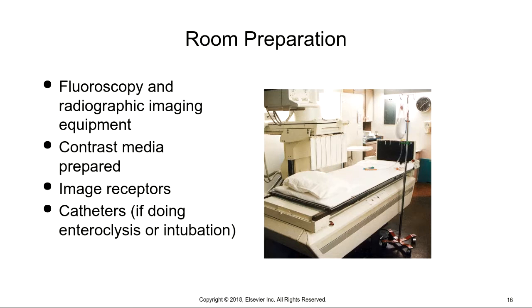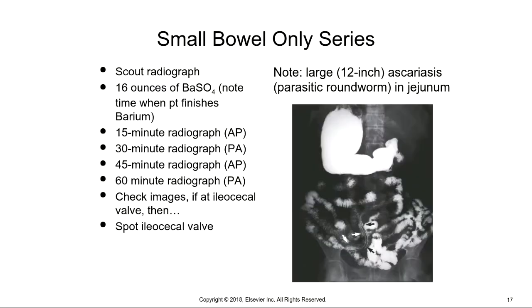Once you know that the scout is cleared and everything's good, then you would go ahead and prep your contrast. You would make sure you have image receptors if you did not have a direct DR system. And then when we talk about the catheters, that is if we're in the intubation or the enteroclysis, that would be necessary. Now, a small bowel only series.